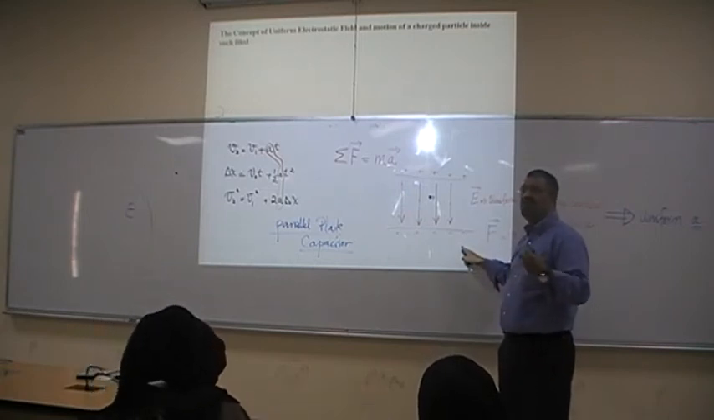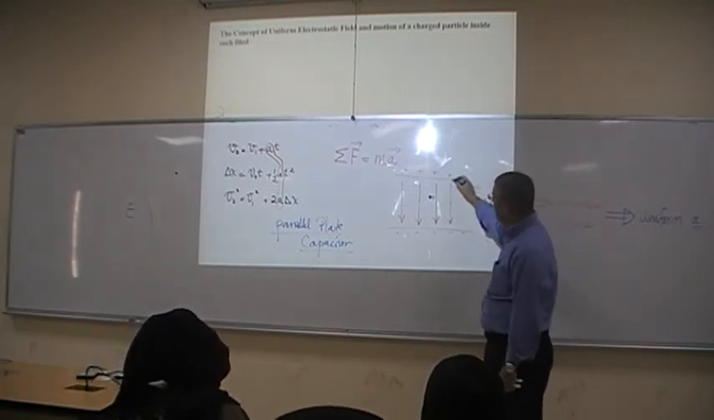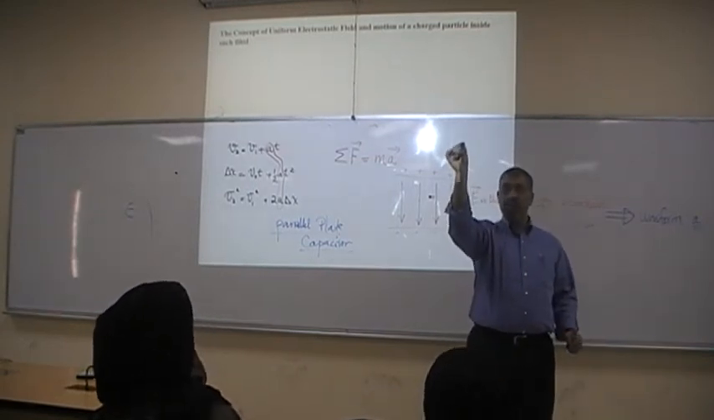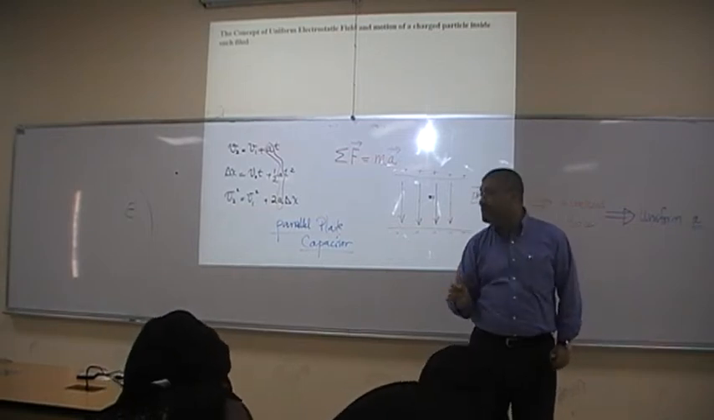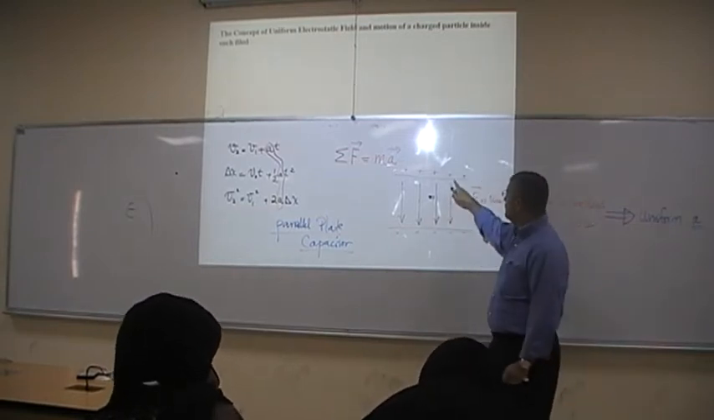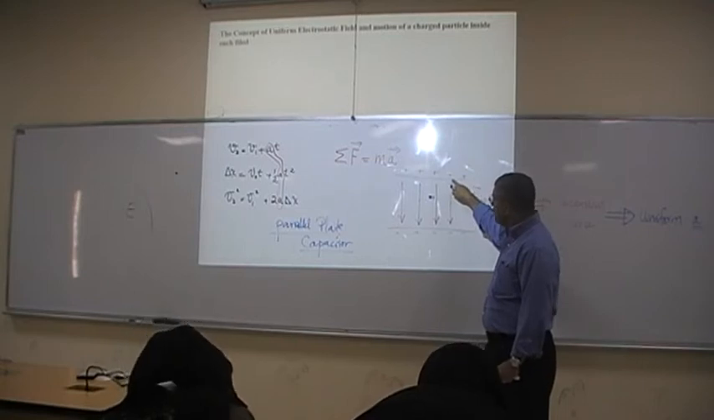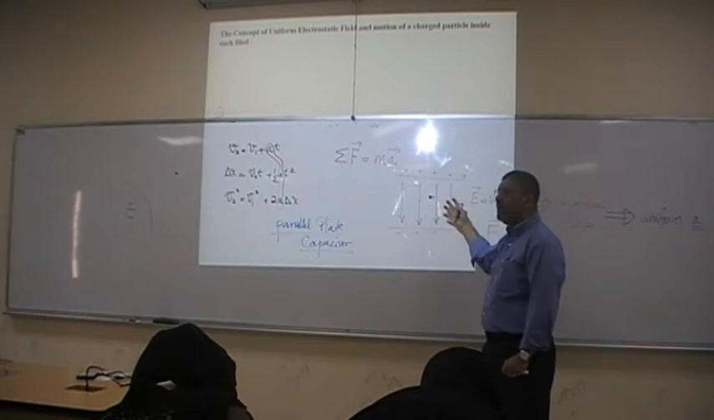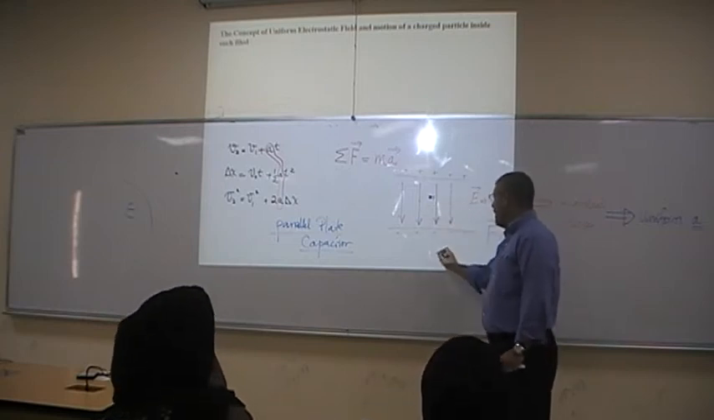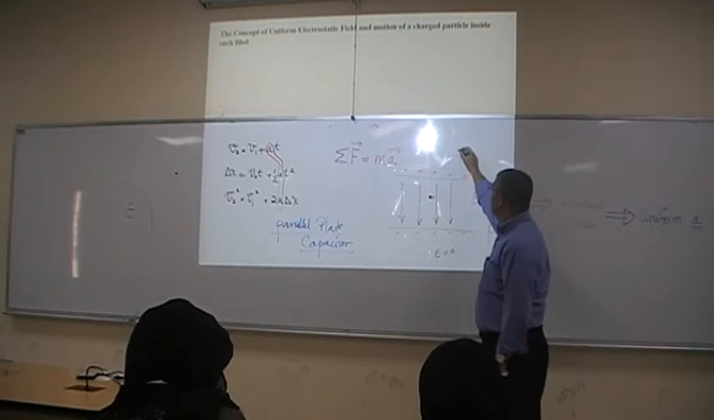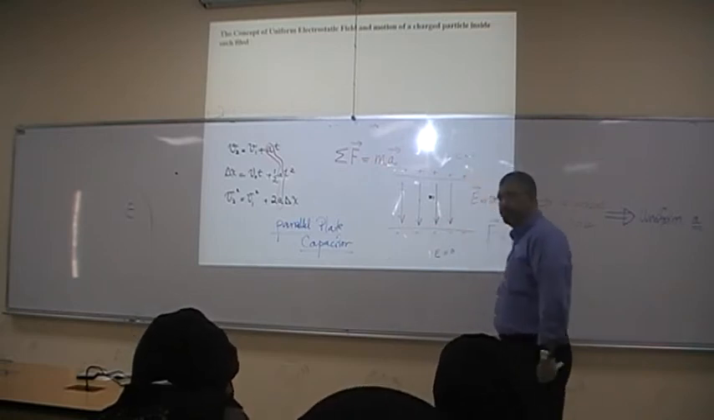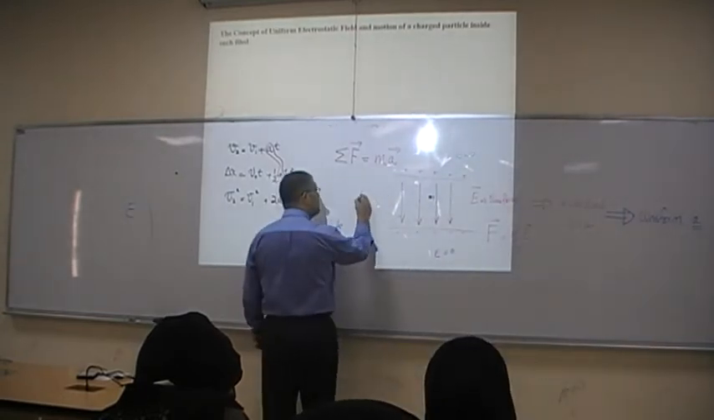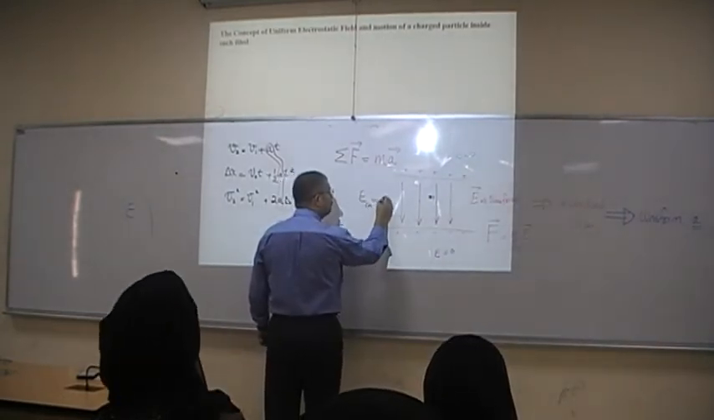What is the significance of this? Remember what the electric field lines look like. They originate from a positive charge and terminate at a negative charge. That means my electric field will originate here and terminate here, so that I have a uniform electric field inside and an electric field equal to 0 outside. So the electric field inside the parallel plate capacitor is uniform.